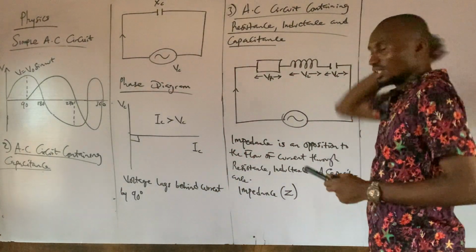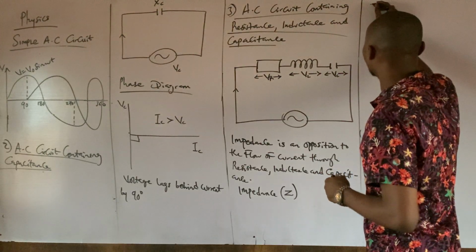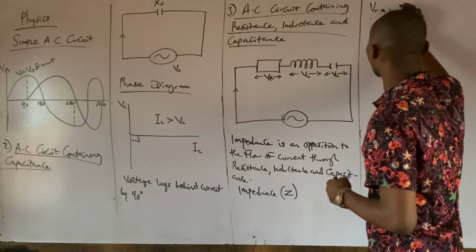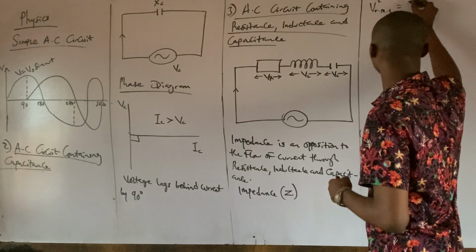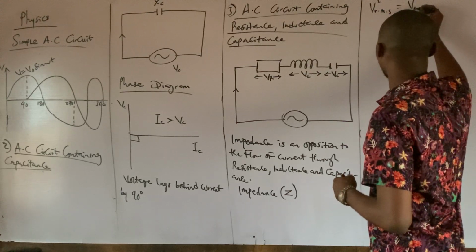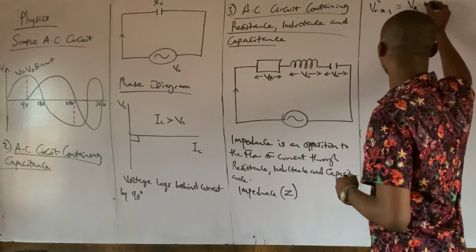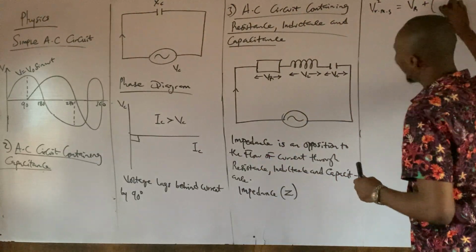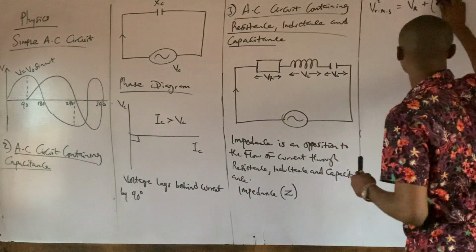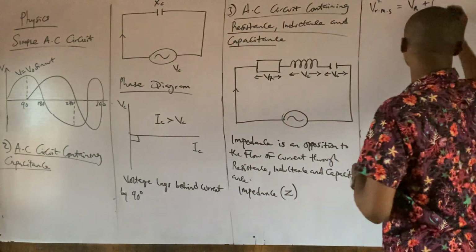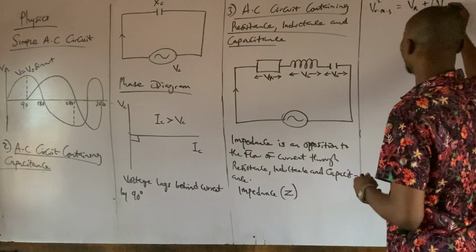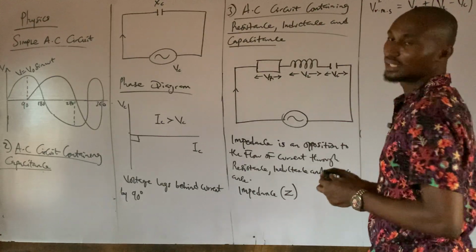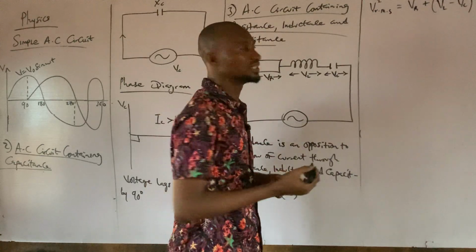So now look up. Based on this, we'll call this impedance here now V squared is equal to VR squared plus bracket VL minus VC, all squared. Are you there?